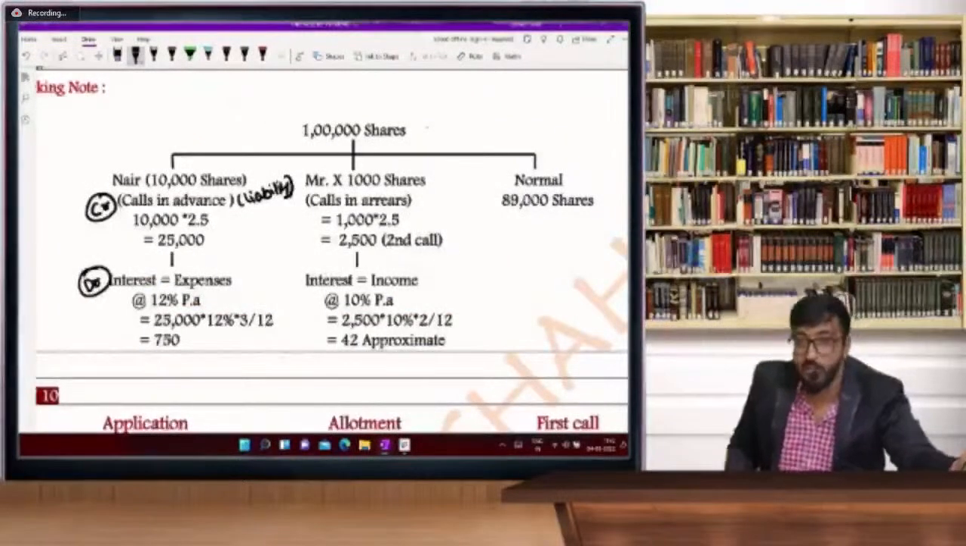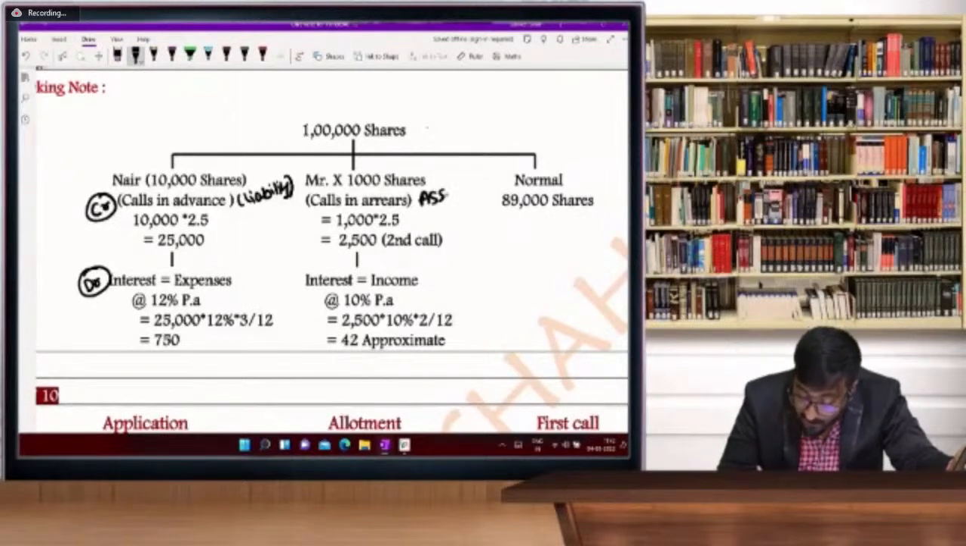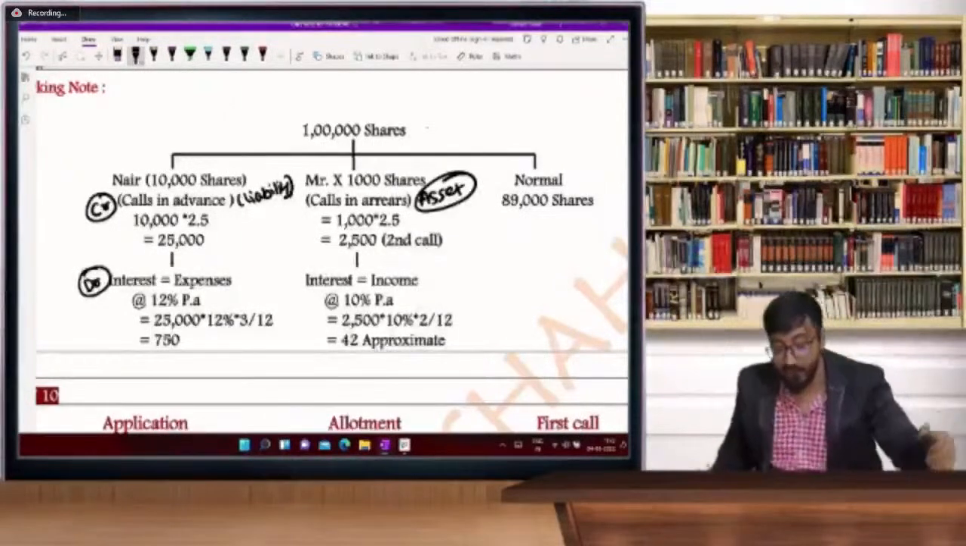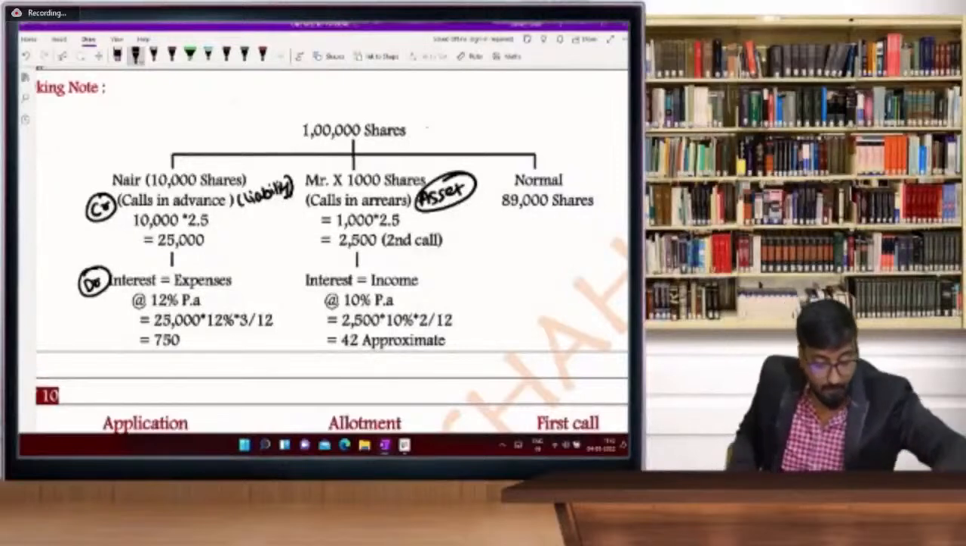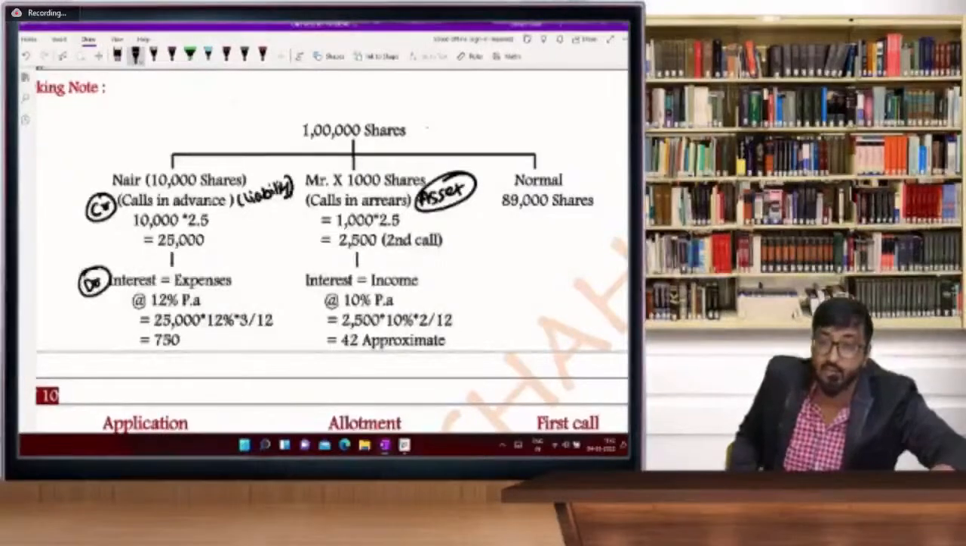No name, so Mr. X, calls in arrears for 1,000 shares. He has not paid the last call, 2.5, and so we have to collect money from him. And what amount has he not paid? 2,500. And he paid after 2 months, so this is interest. And see, calls in arrears is our asset and interest is our income. Okay? So 42 rupees we are getting as our income, and 89,000 are normal shares.